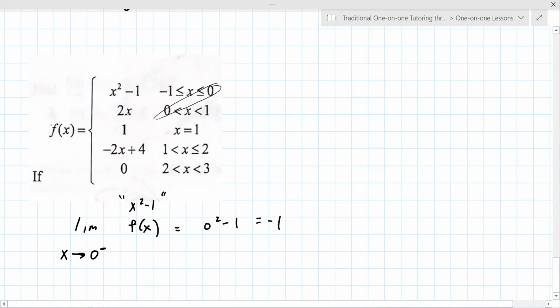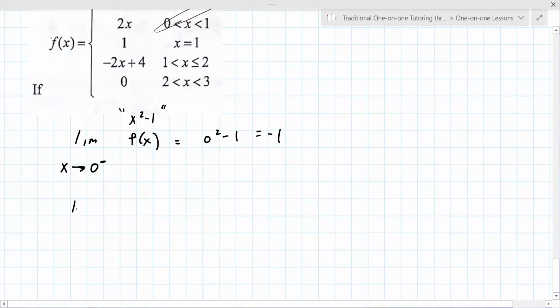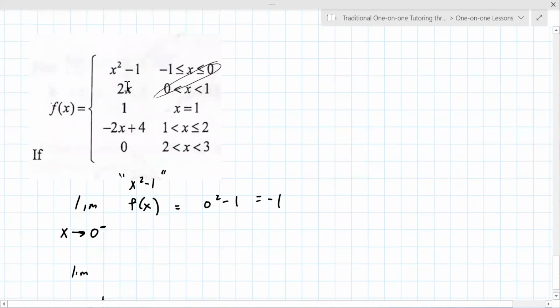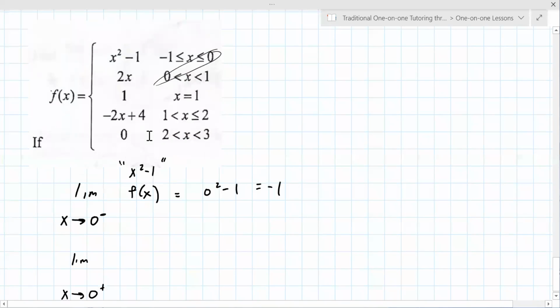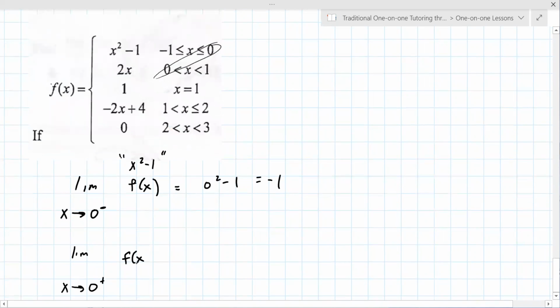Okay, so now let's do another one here. Let's do the limit as x approaches 0 from the right. Hopefully you've got this up because I'm going to have a scrolling issue shortly. Which one is valid from the right? The second one, 2x. So this becomes 2 times 0, which equals 0.